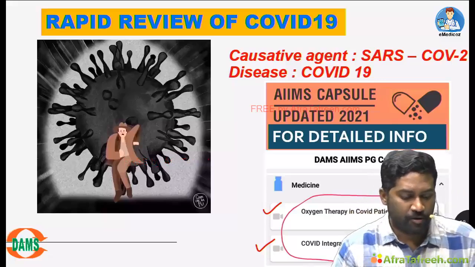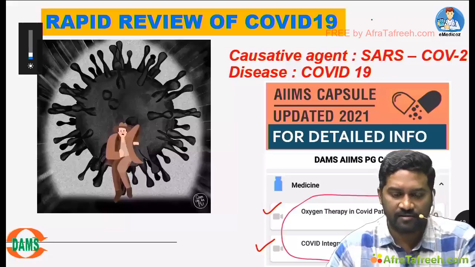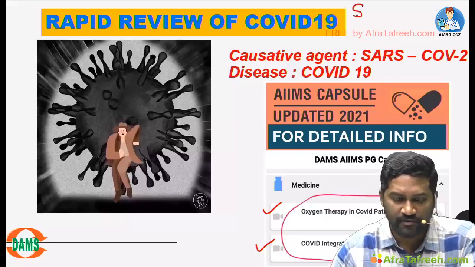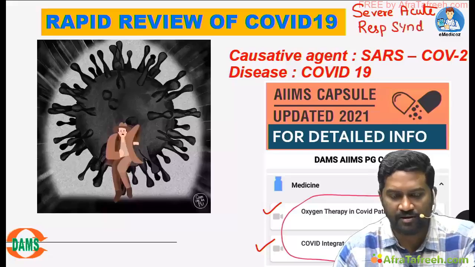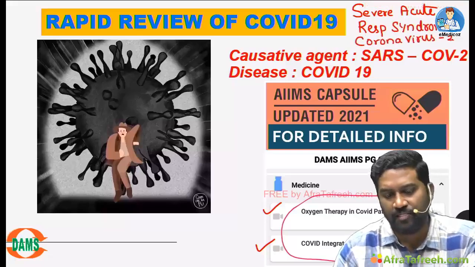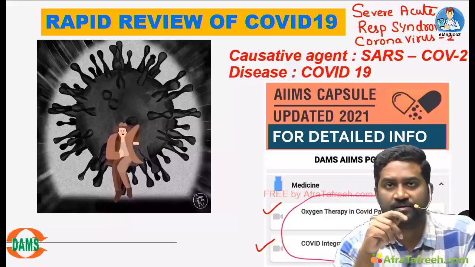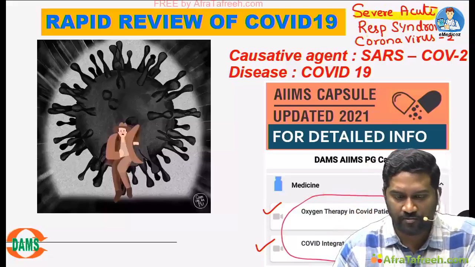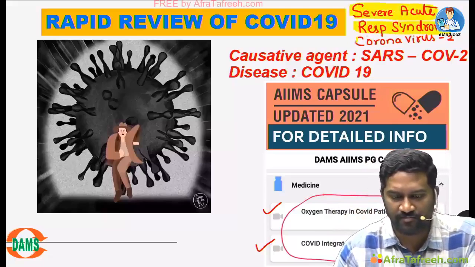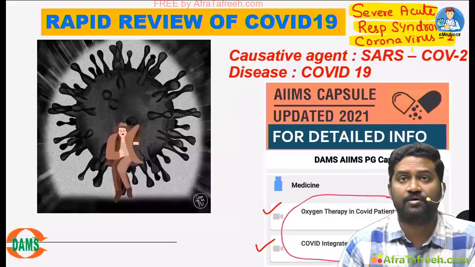Let us see. The causative agent is SARS-CoV-2. SARS-CoV-2 means severe acute respiratory syndrome causing coronavirus, second type. The first type happened in 2003. This is the second type. So the agent is SARS-CoV-2. It means severe acute respiratory syndrome causing coronavirus 2.